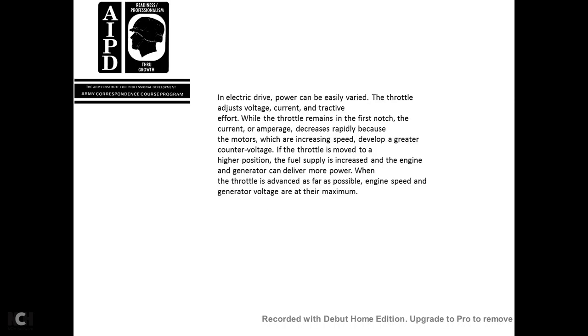In the electric drive, the power from the engine is varied by the throttle, adjusting the voltage, current and tractive effort. When the throttle remains in the first notch, the current amperage decreases rapidly because the motor, with increasing speed, develops greater counter voltage, and the throttle is moved to a higher position. Fuel supply is increased. The engine and the generator can deliver more power when the throttle is advanced as far as possible. Engine speed and the generator voltage are at the maximum.